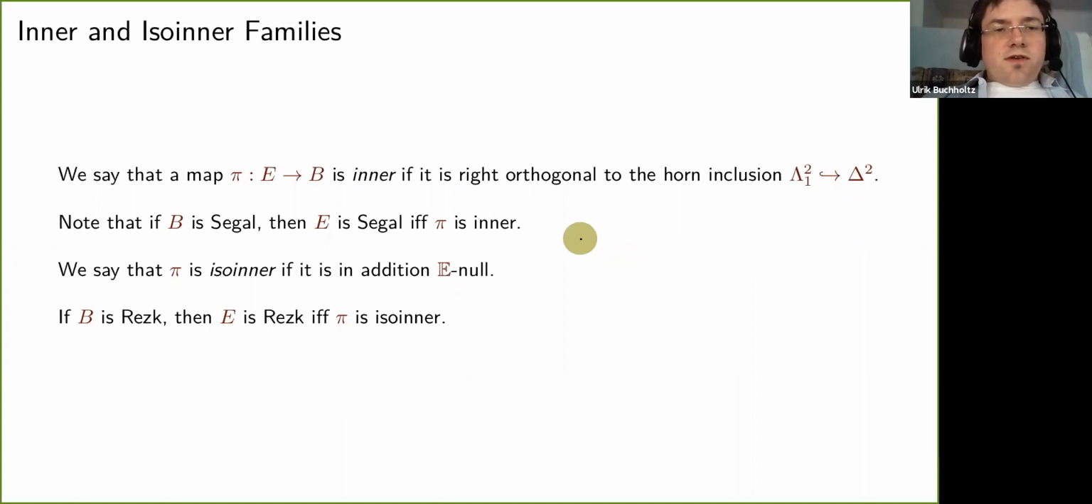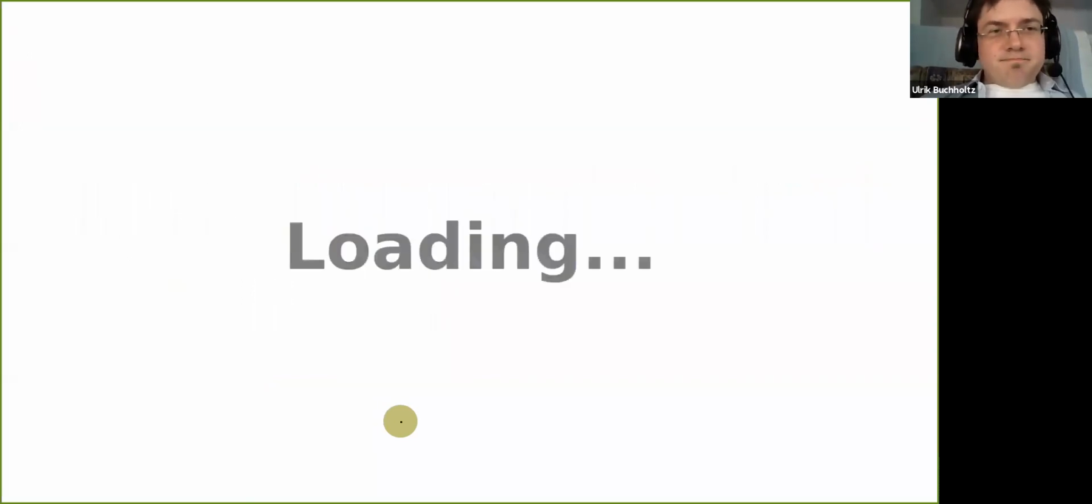And we note that if the base is Segal, then the total type is Segal if and only if the map is inner. And we say that pi is iso-inner if it's an additional E null. And so this means that if you have a RESC type and an iso-inner family, then the total type is RESC. And if you just care about categories, that is RESC types, then everything is iso-inner. It's mainly a technical device. You can forget about it now.